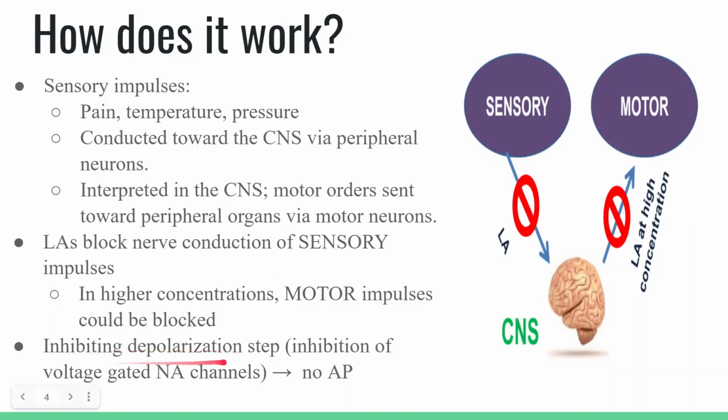And so how do we do this? How do we inhibit depolarization? By inhibiting the voltage-gated sodium channels, which are the main mechanism by which depolarization happens. These channels open, allow sodium to enter into the neurons, and they cause an action potential. By blocking or inhibiting these voltage-gated sodium channels, we're inhibiting depolarization, so no action potential takes place. Okay?